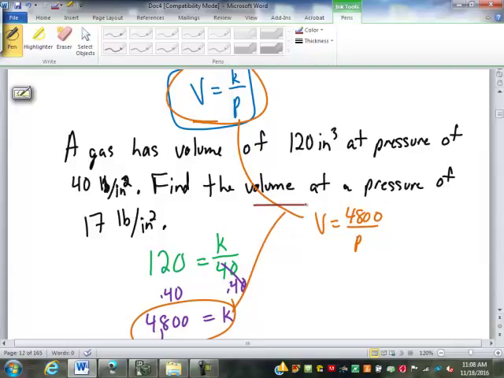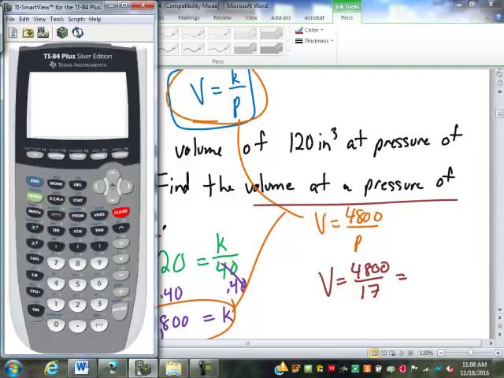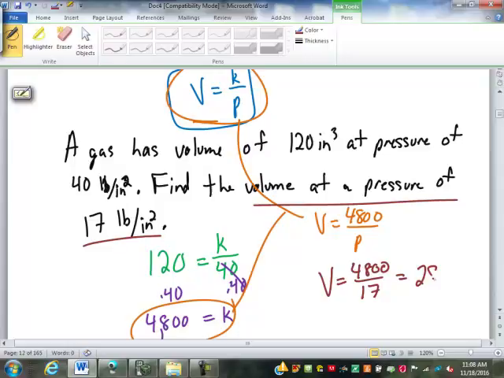So now it says find the volume when the pressure is 17 pounds per square inch. So V equals 4,800 divided by 17. So 4,800 divided by 17 is going to give us an ugly decimal, 282.35. And that is a volume, so that is in cubic inches. Any questions?